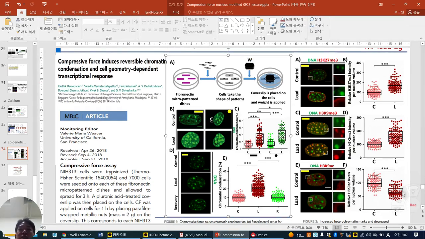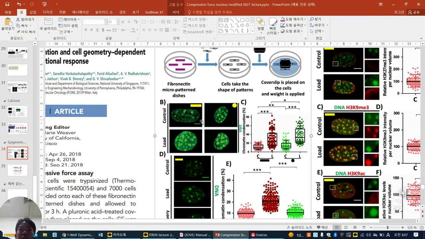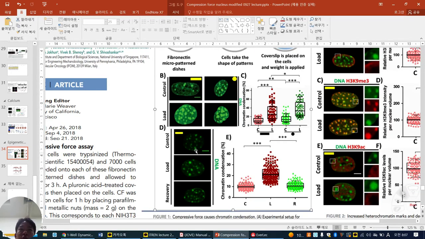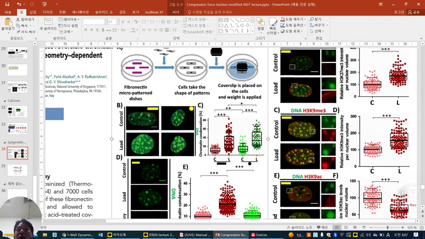In that case, they tracked the DNA, control and load. Whether the bottom cell area is rectangular or circle, what happened? While they are compressed along the Z axis, DNA is more condensed. You can see, right? More condensed. Control, load, condensed. And also chromatin condensation is enhanced, and then when they remove the weight, they go back, recovered. And then what kind of epigenetic change?